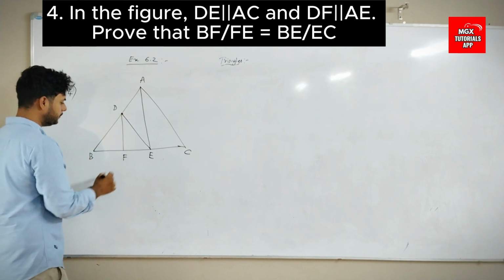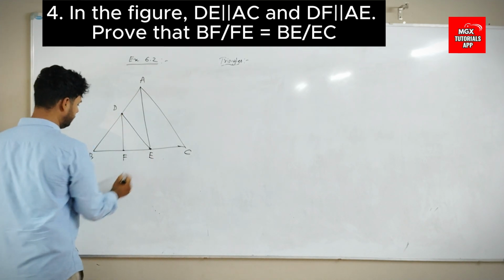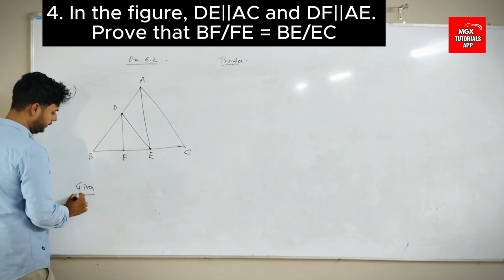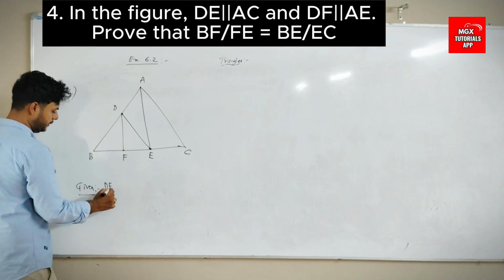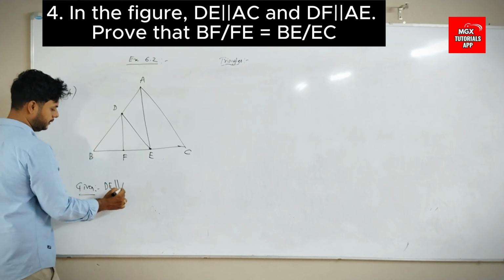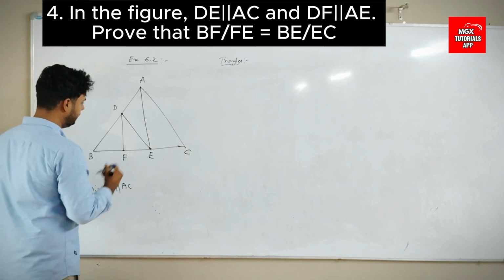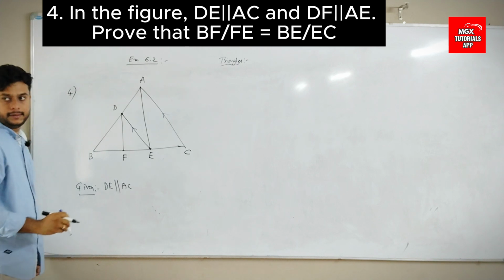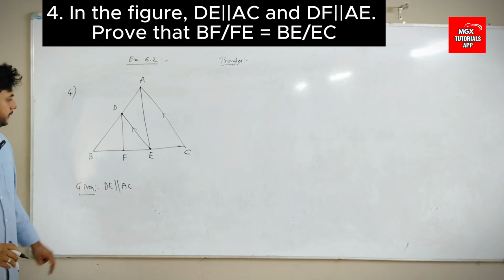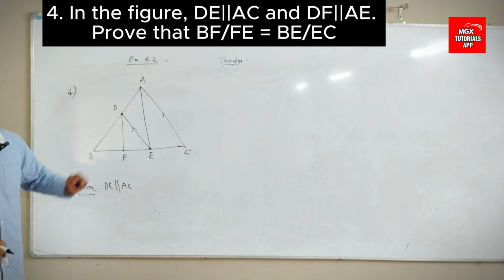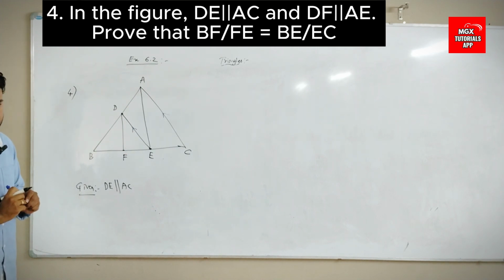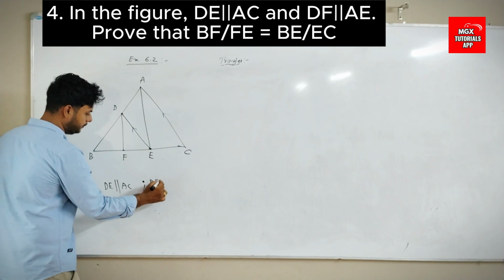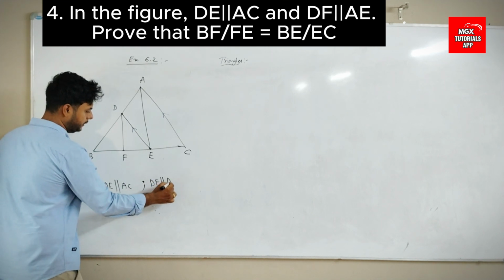Okay, read. Figure 1.6.19. DE is parallel to AC. See here, given DE is parallel to AC. Okay, remember this. So I can use BPT again now. Okay, next. And DF is parallel to AE. Second, DF is parallel to AE.